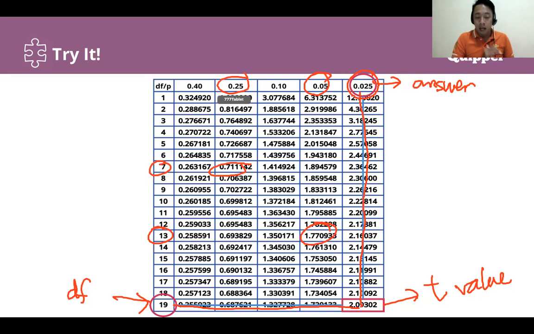Easy. Okay? Kung ang given, ito, at tsaka ito, ang hanapin mo lang, degrees of freedom. It's 8. Kung ang given mo is 11 degrees of freedom, and then 0.4 na probability, hanapin mo yung T value. So, pagtapatin mo lang sila. So, ito yung line, ito yung line. So, we have here the answer. As simple as that. Okay?